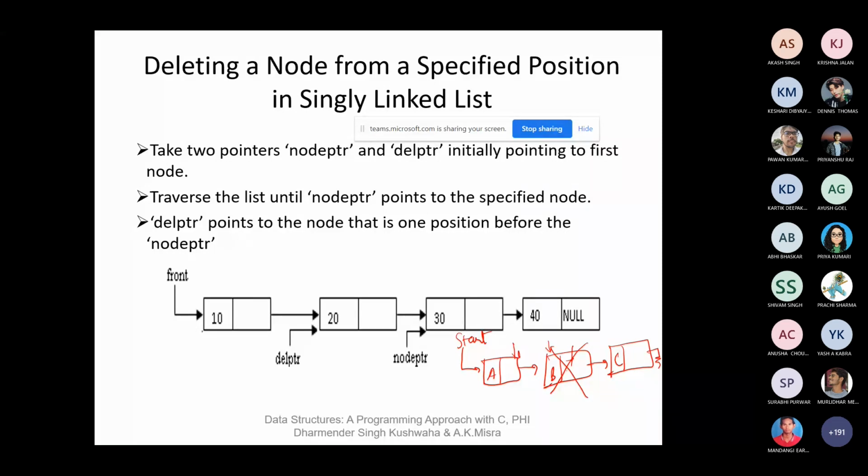ये क्लियर हो रहा है सबको कि नहीं? P2 link, if we write in this manner, firstly इसका जो address है that will be assigned to this one, then we free the space of this temp, free temp, इस pointer को हम free कर देंगे.